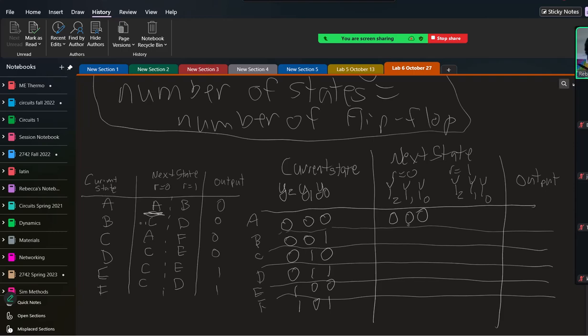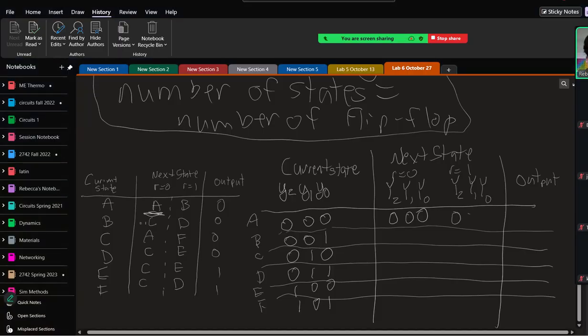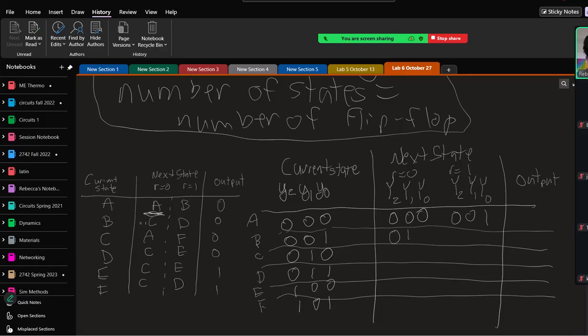Okay, so now we're just replacing the state names with the letters that we came up with. So B is 0, 0, 1. And for B, we have C. C is 0, 1, 0. And D is 0, 1, 1.